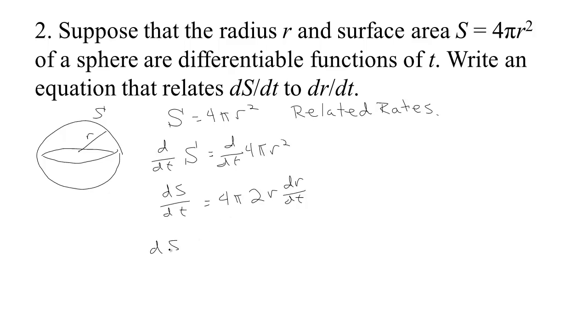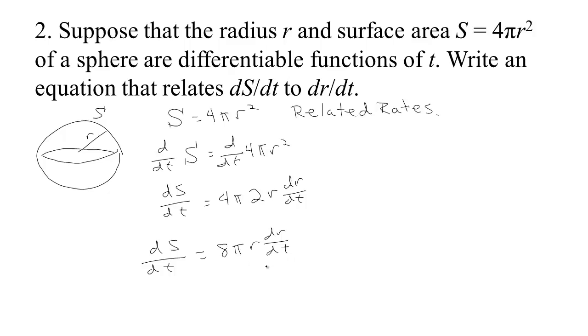So we end up here with a relationship between the rate at which the surface area changes and the rate at which the radius changes. So see how we have related rates. One rate is related to the other rate in some particular way.